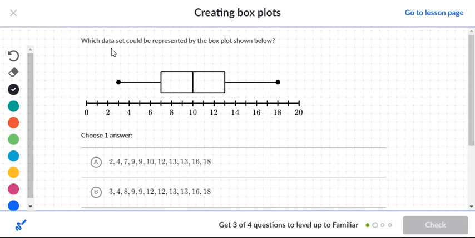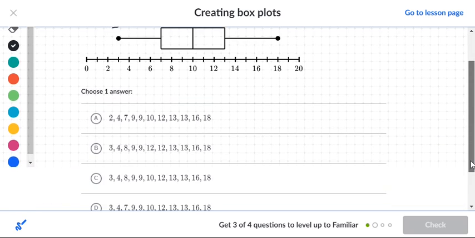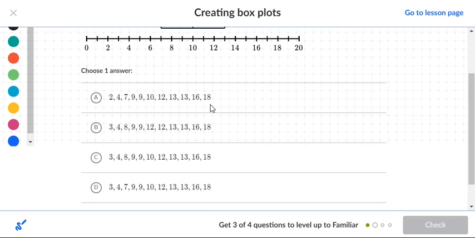Okay, so which data set could be represented by the box shown below? We want to go from 3 to 18. So we want this to be 3 and we want this to be 18. If you notice, A is out because it starts with 2 and all these are 3 to 18.